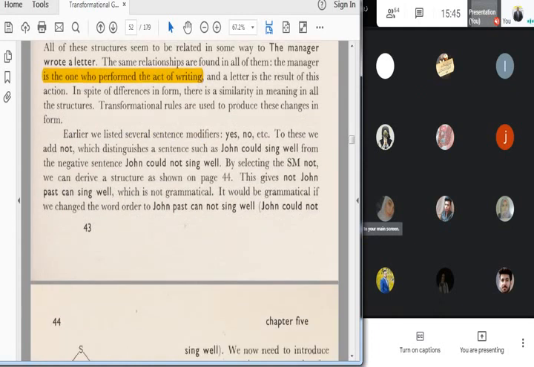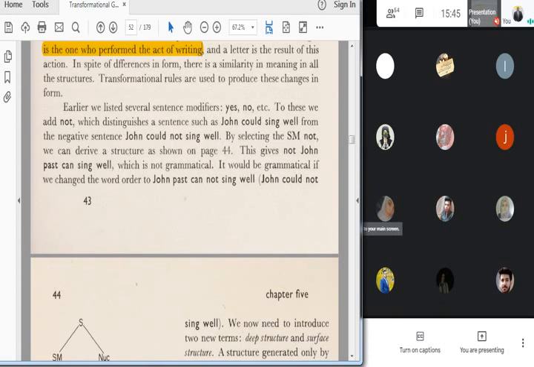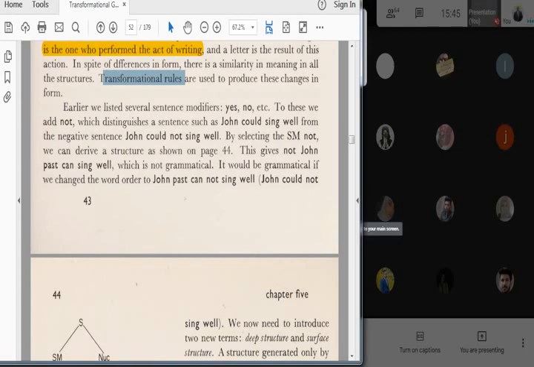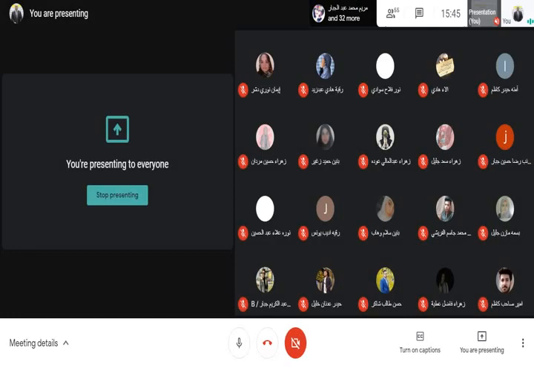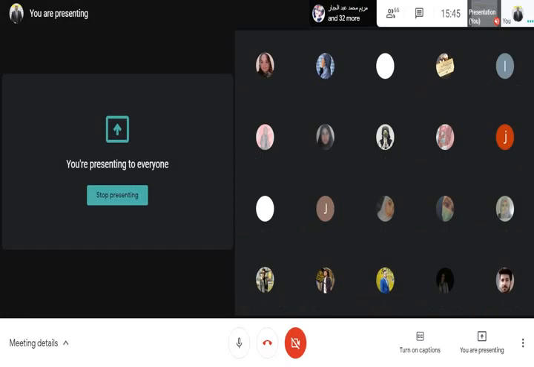Transformational rules are used to produce these changes in the form. This is the job of transformational rules, right? We use them to predict or represent such changes or transformations, in other words. Earlier, we listed several sentence modifiers. You know sentence modifiers. Who can remind me what the meaning of sentence modifier is? Anyone who can tell me what a sentence modifier is?